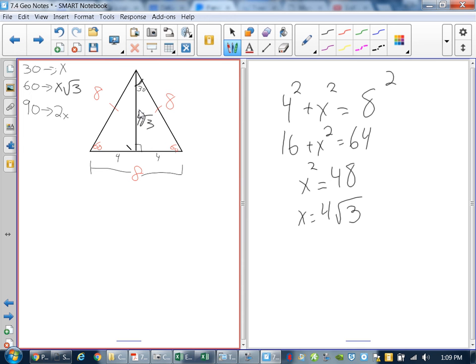So, across from the 30, some value of x. Across from the 60, x times the square root of 3, and across from the 90, 2x. These are our two best friends for this, what we call the algebra jig. You're going to reuse it over and over and over again. Let me show you an example.